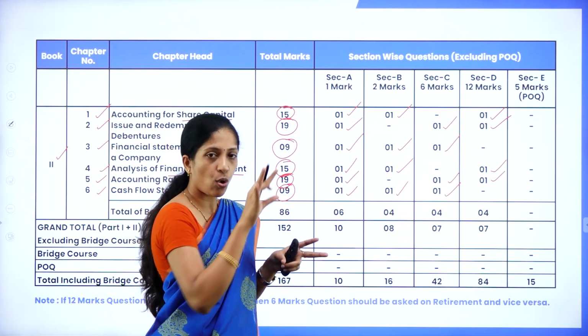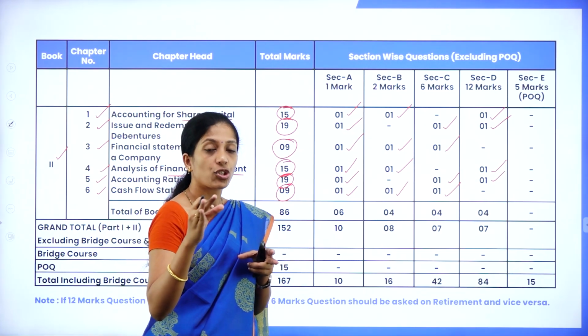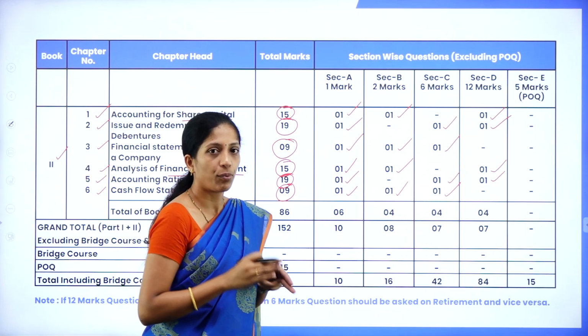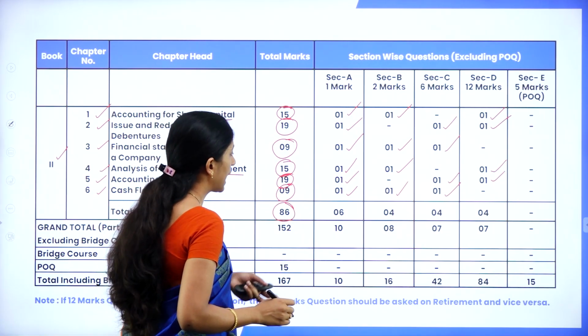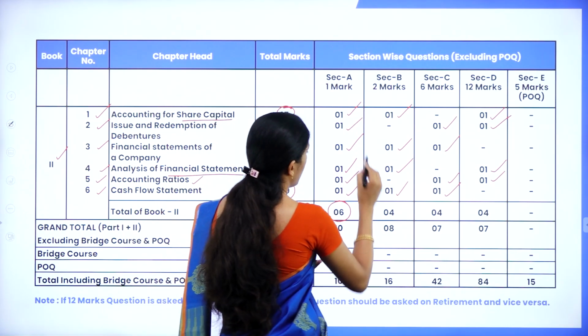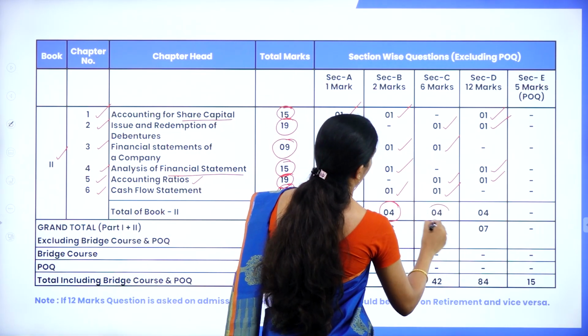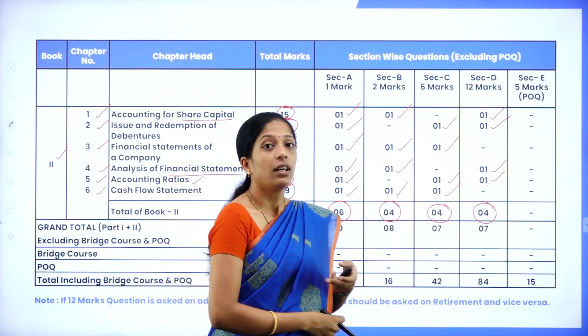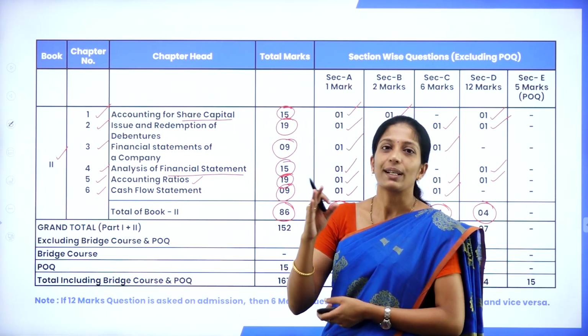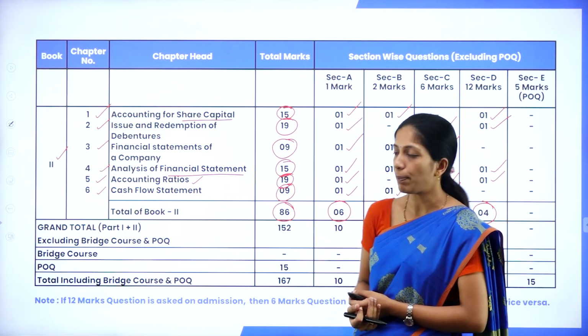So if you see the total weightage as well as divisions of questions under book 2, the total weightage is 86 marks, where you can expect 1 mark 6 questions, 2 marks 4 questions, 6 marks 4 questions, and 12 marks 4 questions. So this is how you are going to get the blueprint of your accountancy paper.